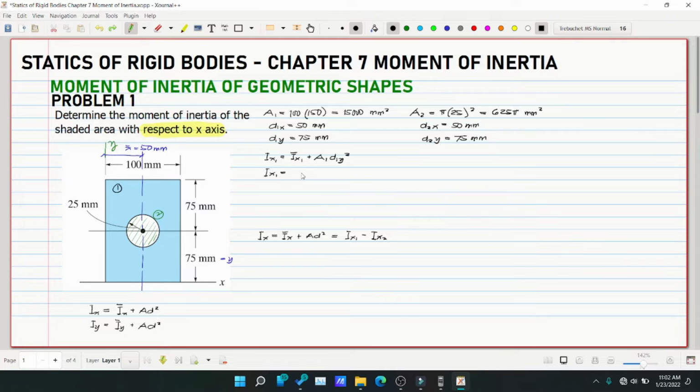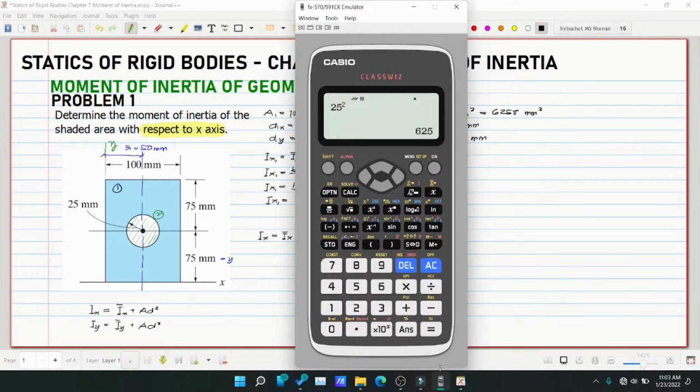So, dumunta sa Ix. Ang base niya is, sulat na rin natin, bh cube over 12, then plus area 1 times d1y squared. Ang base natin is 100. Ang height natin is 150 cubed over 12. Plus area 1. Ang area 1 natin ay 15,000. Then, ang d1y natin is 75, squared. So, this is our Ix1: 100 multiplied by 150 cubed over 12 plus area, which is 15,000, multiplied by d1y, 75 squared.